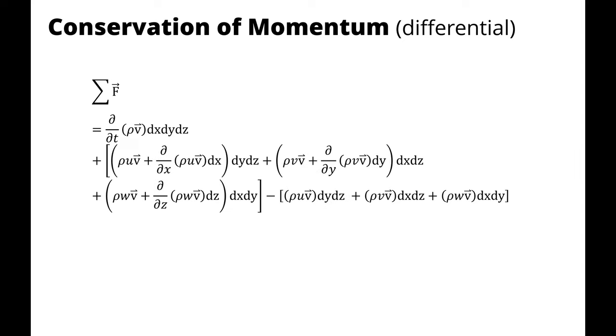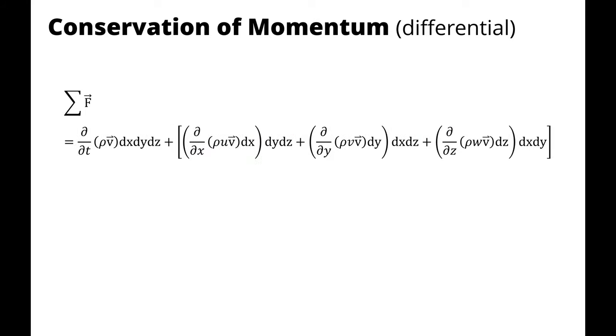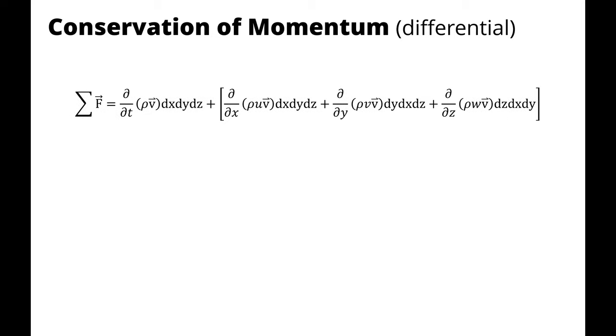And I can simplify that by recognizing that this term cancels this term, because it's still multiplied by dy, dz. This term cancels this term, and this term cancels this term, leaving me with this relationship. When I bring dy, dz into the x component term, dx, dz into the y component term, and dx, dy into the z component term, I recognize that dx, dy, dz appears in all four terms, so it can be factored out.